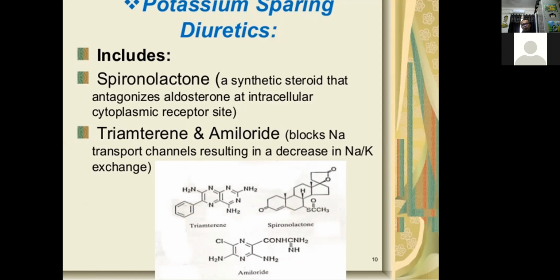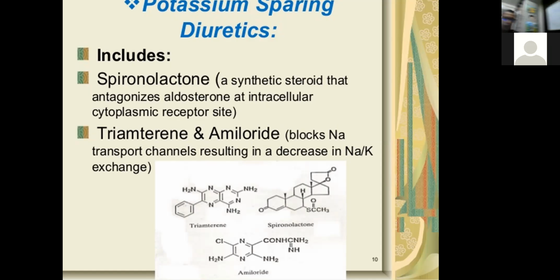Triamterene and amiloride block your sodium channels. They decrease the sodium-potassium exchange which is present in your distal convoluted tubes. They inhibit your sodium excretion, and also prevent your potassium from being excreted, because in this particular exchange the sodium goes back and your potassium is excreted. That's why they are known as potassium-sparing diuretics. Examples are triamterene and your amiloride.